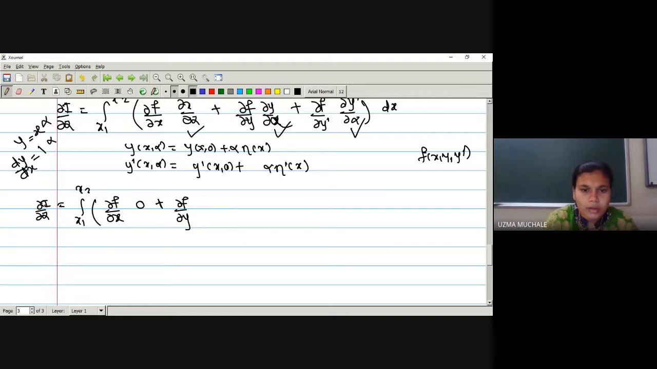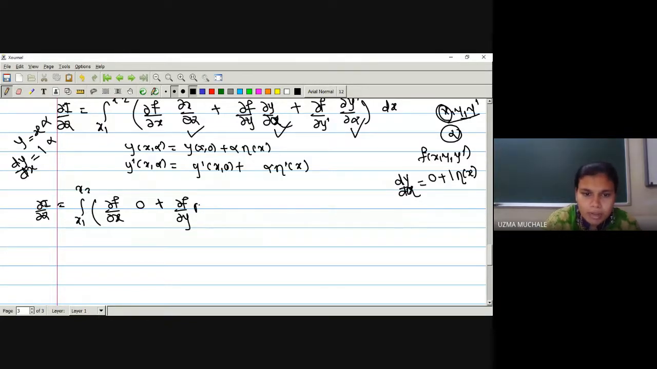So this will be 0 plus, sorry, y with respect to alpha: the derivative with respect to alpha is 1, and eta of x we keep as it is, because x and y we treat as constants. If f is a function of x, y, y dash, then x is the independent variable, y is the dependent variable, and we are going to differentiate with respect to alpha.